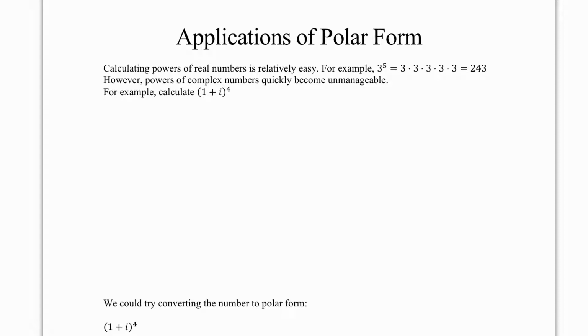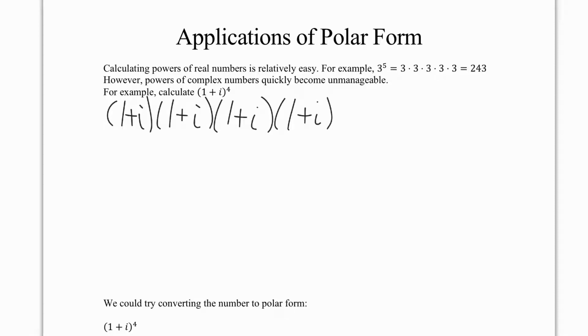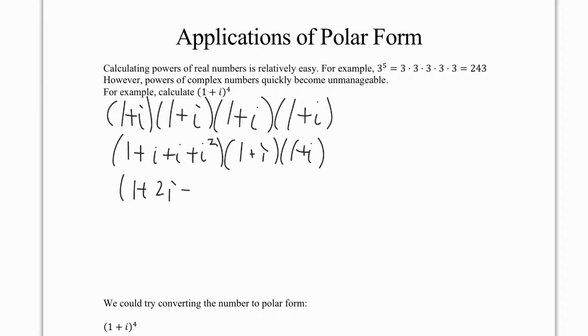So if you were to try to calculate 1 plus i to the power of 4, what that means is you have 1 plus i times 1 plus i times 1 plus i times 1 plus i. Well, we can do FOIL for the first one, so it'll be 1 plus i plus i plus i squared. And then we leave the other two alone. So it'll be 1 plus 2i minus 1, because i squared is negative 1.